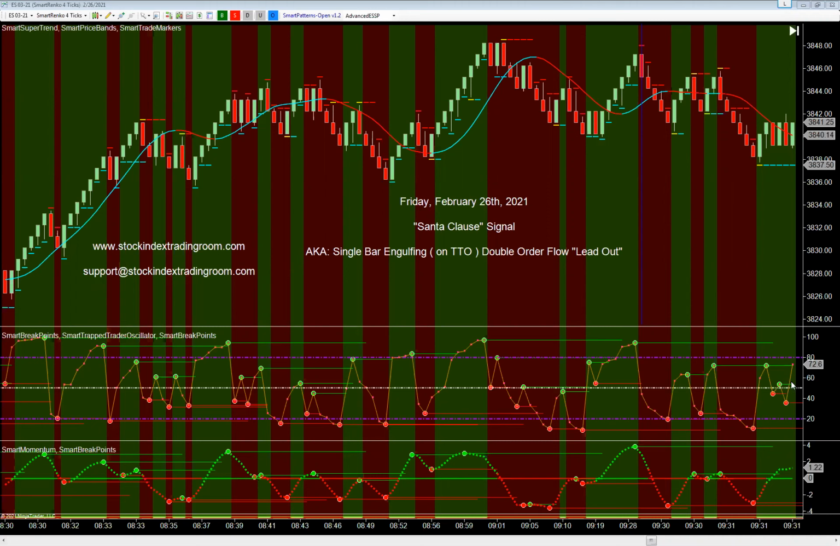So it became apparent that if we fired up through green, it was positive. If we fired up through red, it was equally positive. So here we have a double order flow lead out on the right side of the screen down here at the bottom on Trapped Trader Oscillator that's saying in this structure, Trapped Trader Oscillator is saying I'm going to lead price higher.